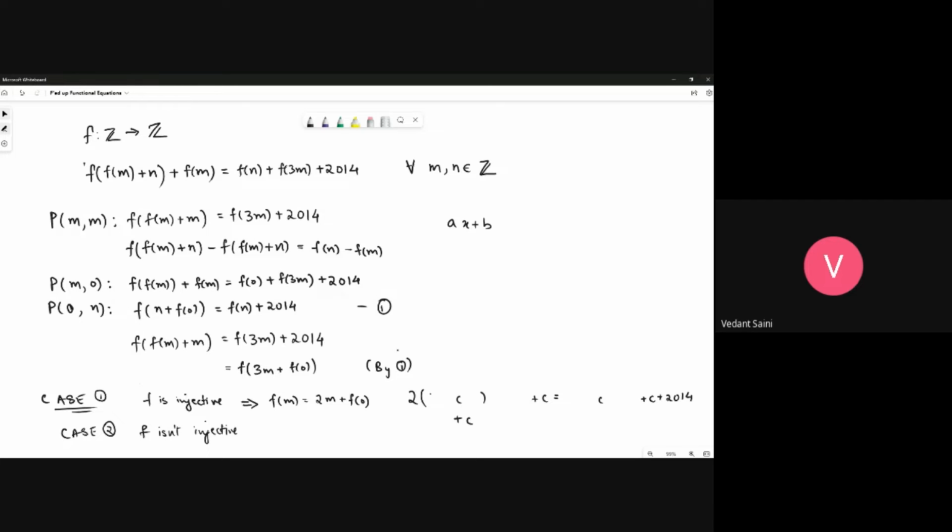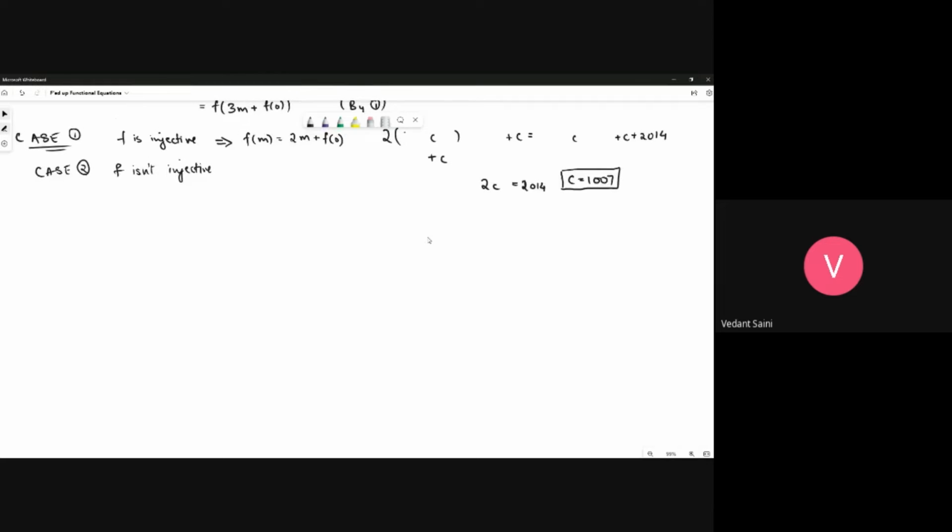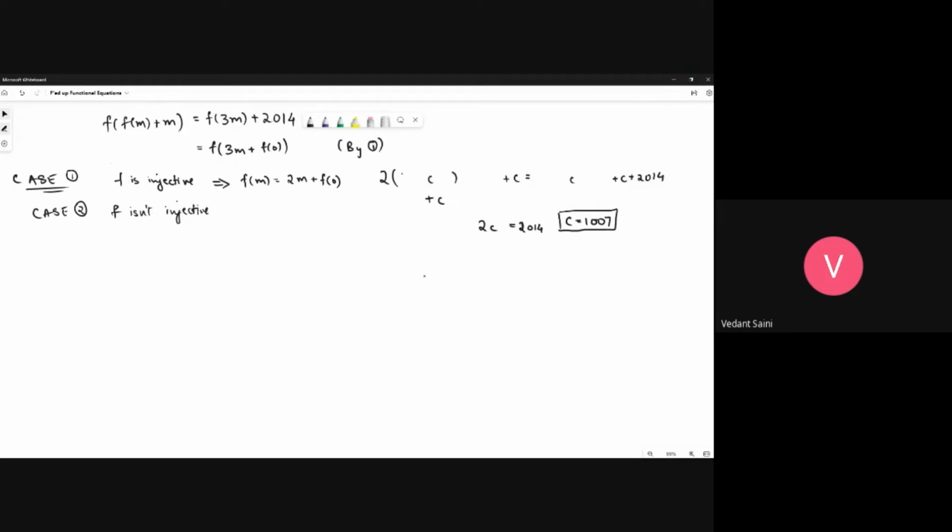We get 2 extra C's on the left hand side and 1014 on the right hand side. 1014 is even, so this works. So f of x equals 2x plus 107 works.